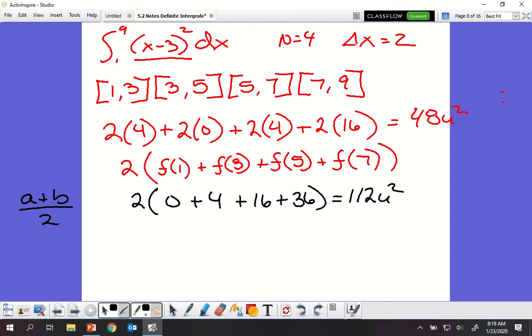So we have a wonderful problem that actually doesn't have a fraction here. So these are always good. My delta x is still the same. So my delta x is going to be 2. Now, let's take a look. So my first interval, it would be a plus b. So 1 plus 3 is 4, divided by 2 is 2, right?